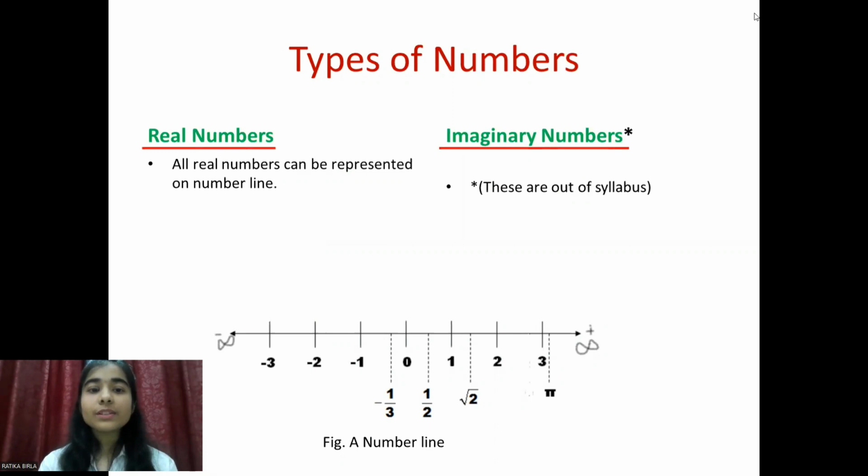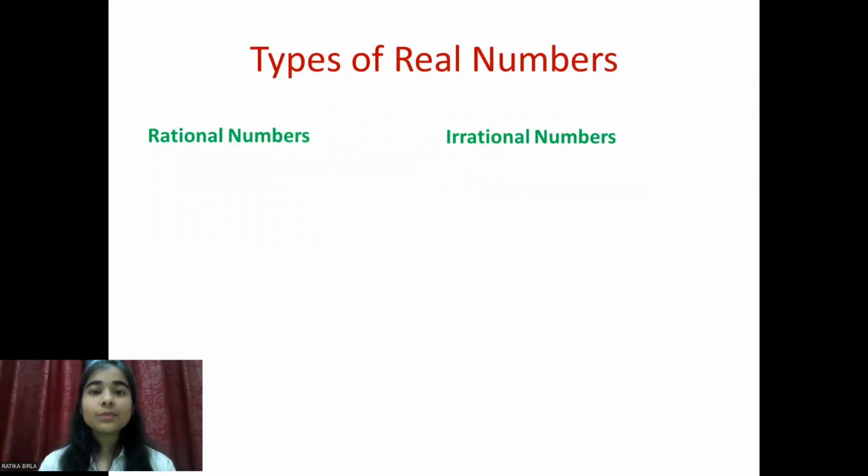Real numbers are those numbers that can be represented on a number line. This is a typical representation of a number line where some numbers are represented, which are all real. Next are imaginary numbers. Imaginary numbers are those numbers that cannot be represented on a number line. So let's move to types of real numbers. There are two types of real numbers. One are rational numbers and others are irrational numbers.